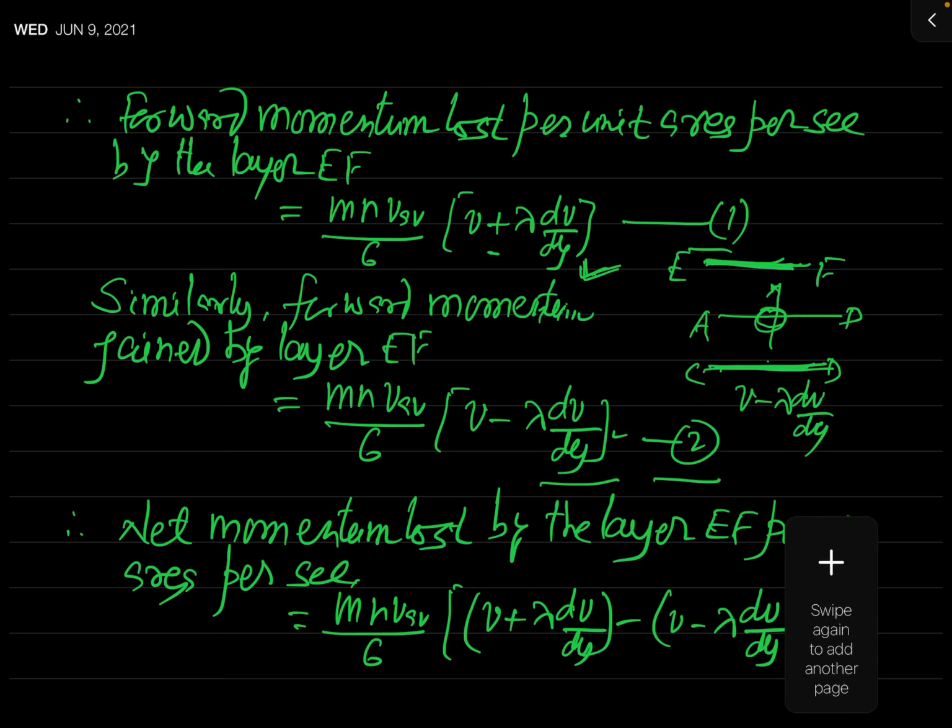So you can say that this lost momentum per unit area per second will actually be equal to 1 over 3 Mn into V average into lambda dV by dy. You can easily see it. So this is actually the net lost momentum per unit area per second by the layer EF.